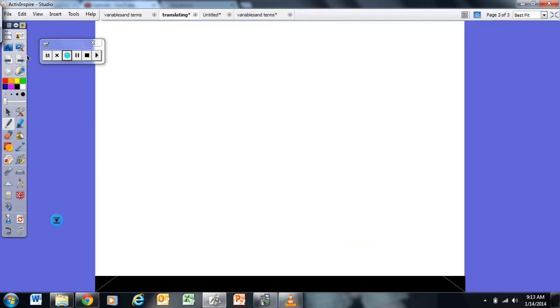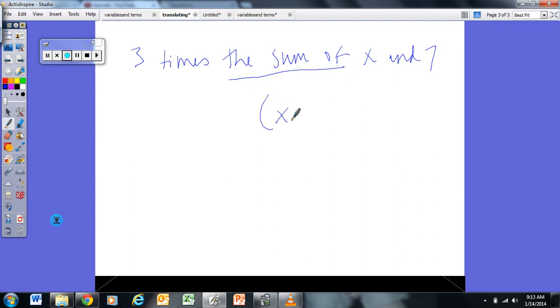There's some more examples. For instance, 3 times the sum of x and 7. Now, you remember, under your parentheses words, the sum of was a parentheses word. That means whatever you're taking the sum of needs to go in parentheses. And 3 times that gets written out in front. 3 times the sum of x and 7.